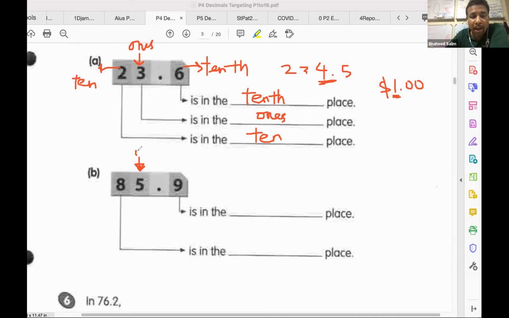Okay, so this is the ones place. How do you know it's the ones place? You write down here $1. You see the $1 is to the left of the dot. So to the left of the dot is the ones place. Beside it is the tens place. Beside it, on the right, is the tenths place. One is TH, one is just TEN. So this one is tens place, like that, TEN.